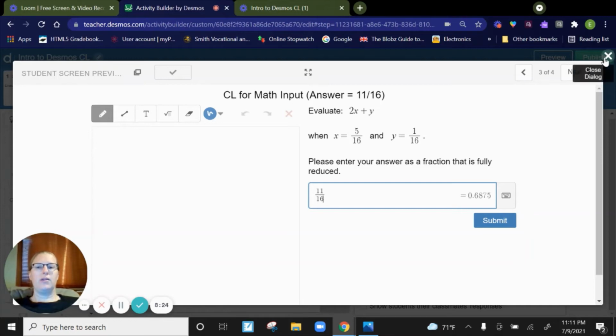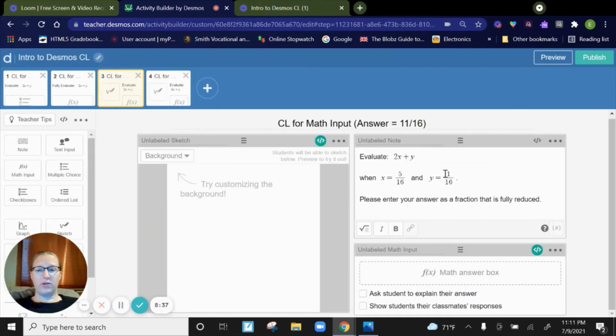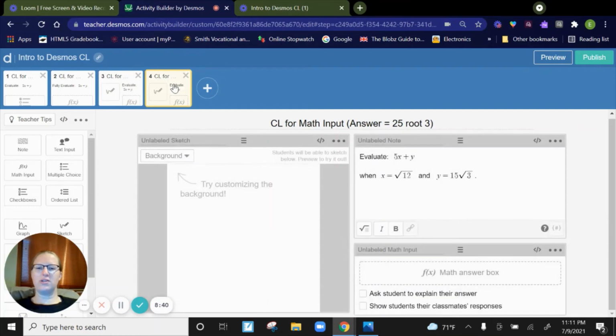So you can do it another way, but it's not as precise. And that's by comparing LaTeX, which I'm not going to go over. So let's go on to slide 4.